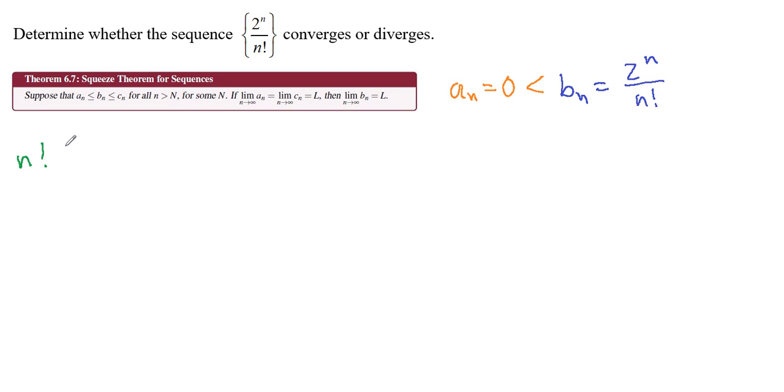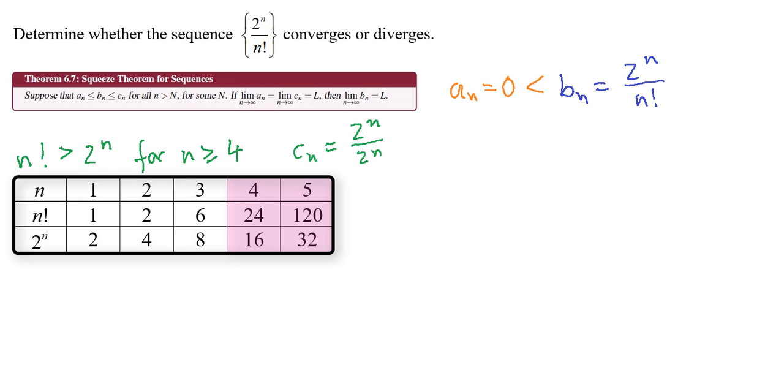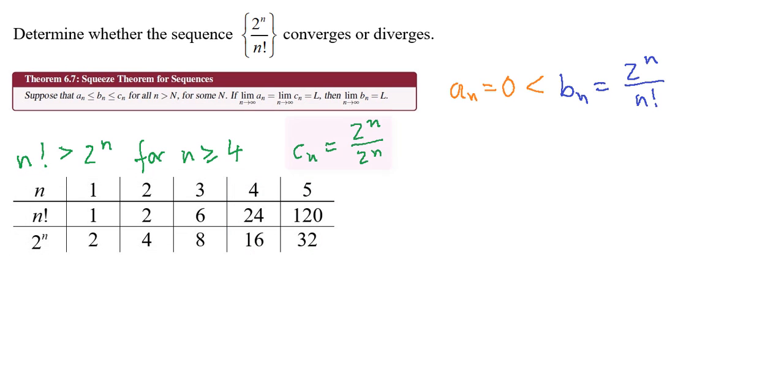For example, n factorial is larger than 2 to the n for all n greater or equal to 4, as this table of values shows. However, this new sequence c subscript n, defined as 2 to the n over 2 to the n, is simply equal to 1, and so has a limit of 1 rather than 0 as we are seeking.